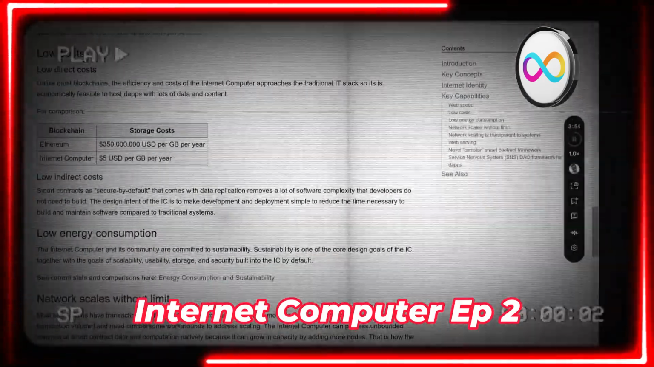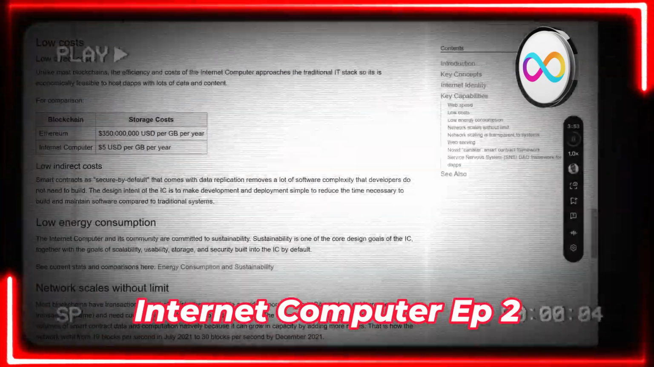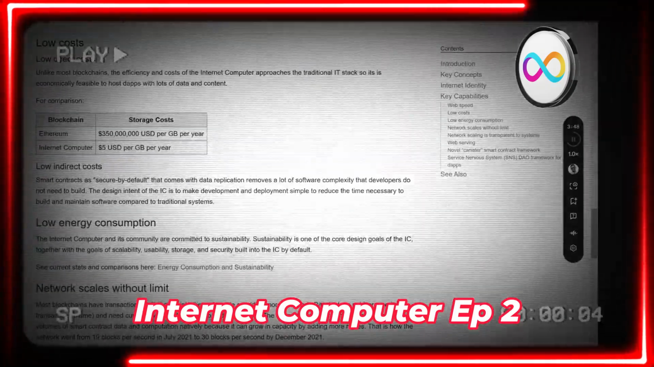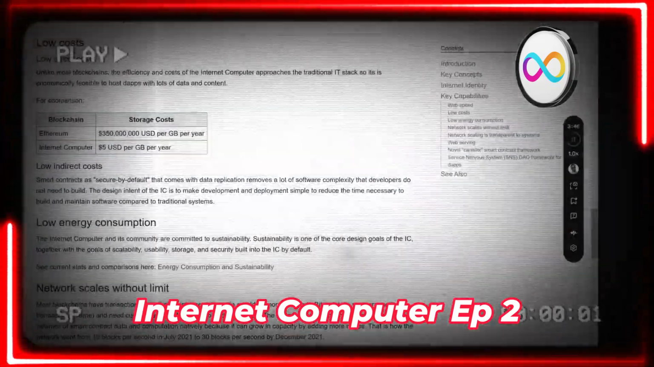The design intent of the IC is to make development and deployment simple, to reduce the time necessary to build and maintain software compared to traditional systems.